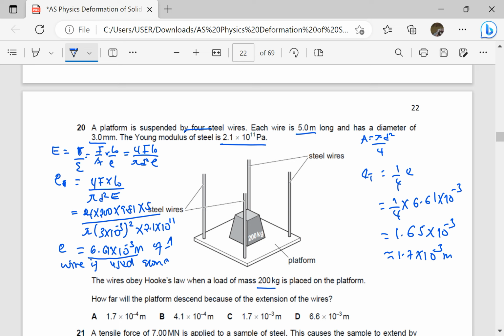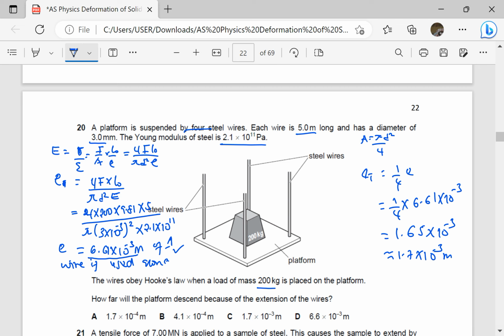Okay, so if I use 5 meters, if I use a diameter of 3 millimeters, and I use the Young modulus, whenever I'm using Young modulus, I'm looking at just one wire. Therefore, the extension I've got here would be the extension if the wire was used alone and the load of 200 was added.